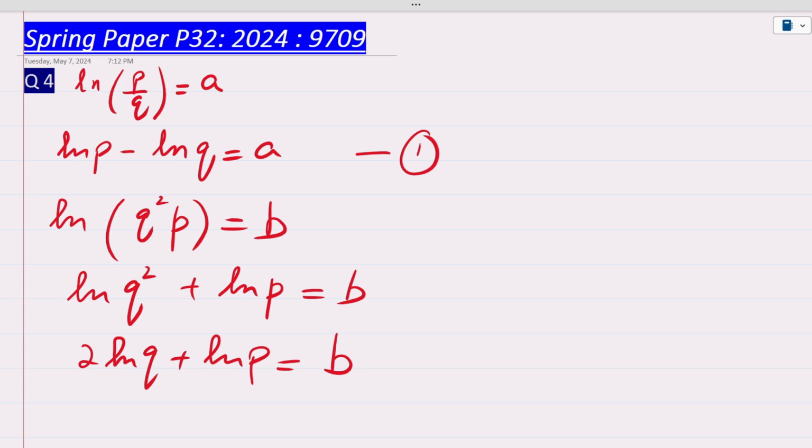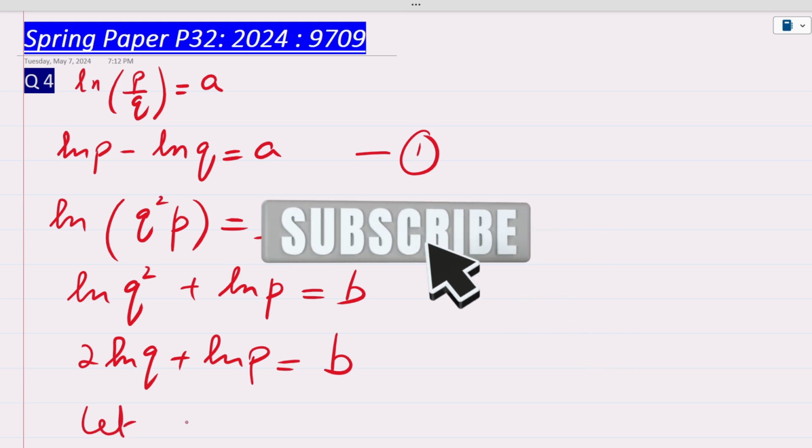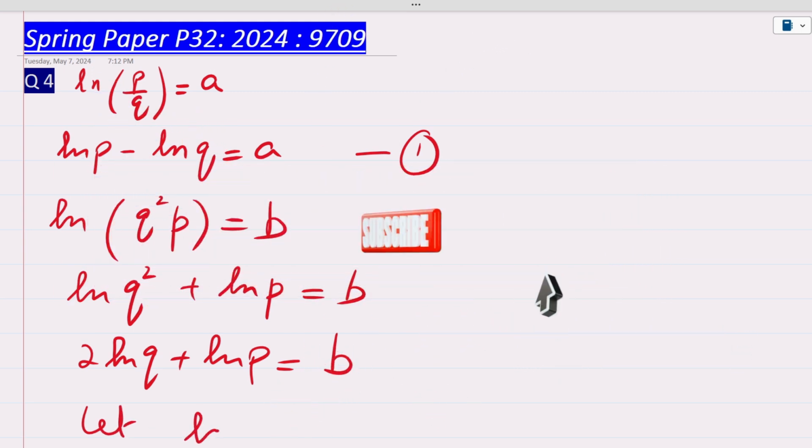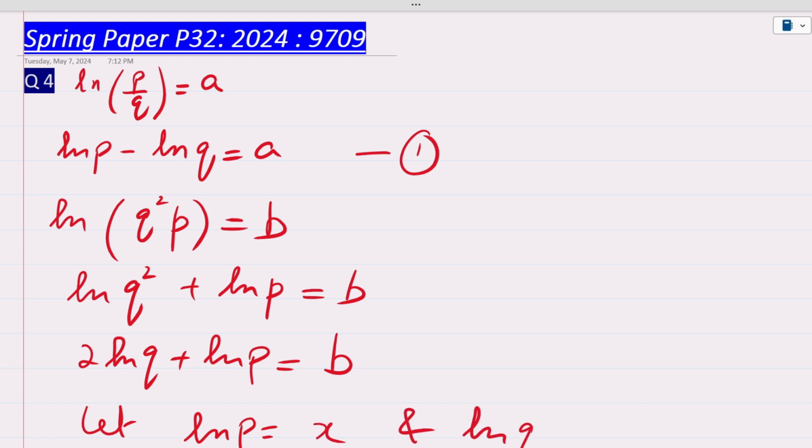So let's replace this with some other alphabets for convenience. This is not a compulsory action. Let's suppose that ln p equals another variable, let's say x, and ln q equals y. By substituting these values in equations 1 and 2, we will have other equations in the form of variables x and y. Then we substitute it back to find the values of the required expression.